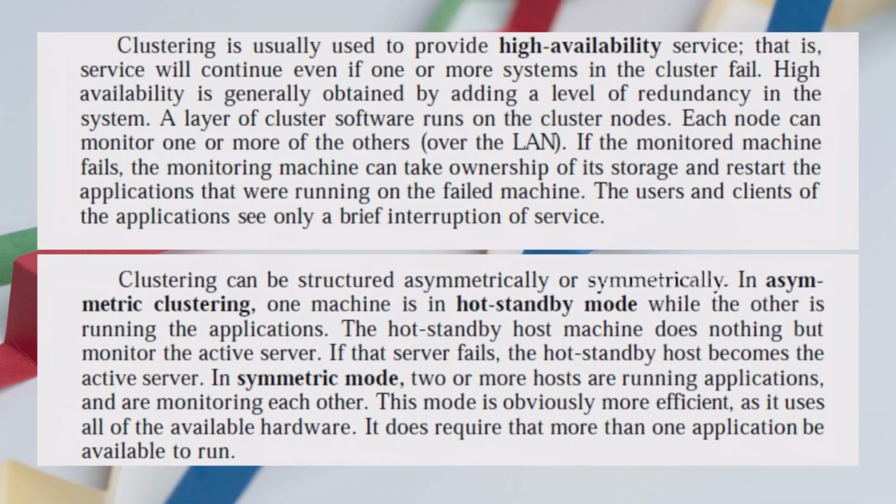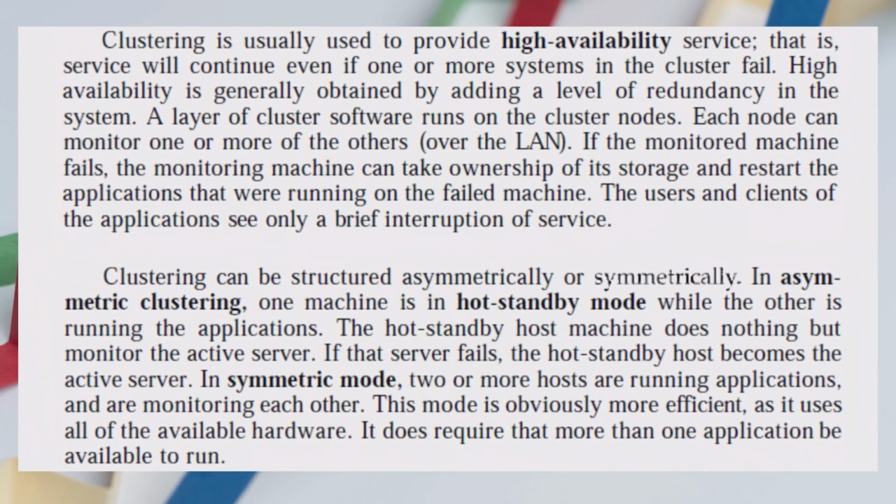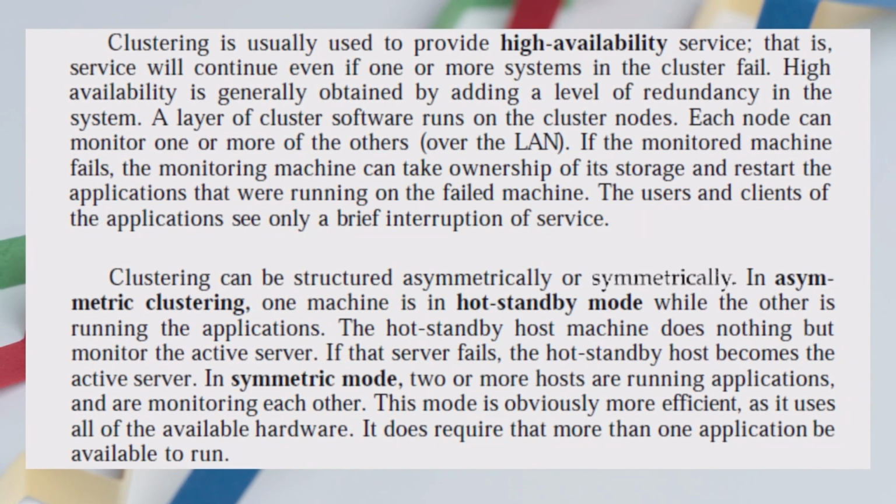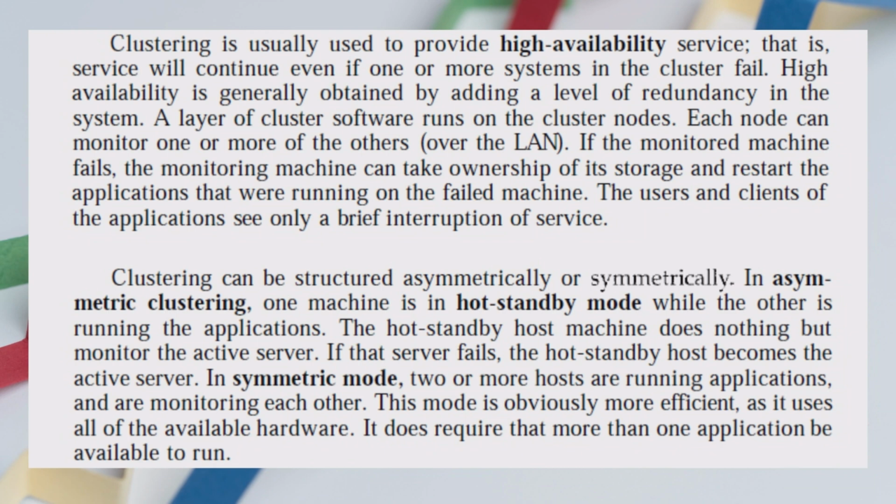Clustering is usually used to provide high-availability service. That is, a service will continue even if one or more systems in the cluster fail. High availability is generally obtained by adding a level of redundancy in the system. A layer of cluster software runs on the cluster nodes. Each node can monitor one or more of the others. If the monitored machine fails, the monitoring machine can take ownership of its storage and restart the applications that were running on the failed machine. The users and clients of the application see only a brief interruption of service.